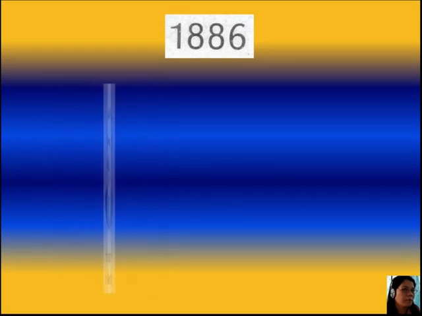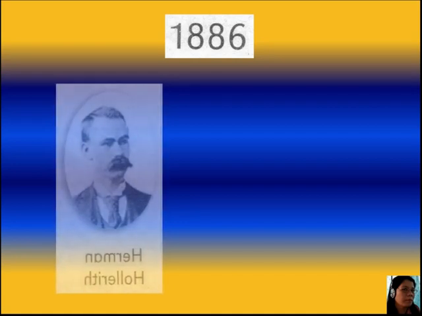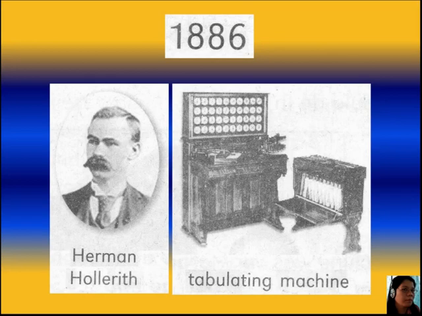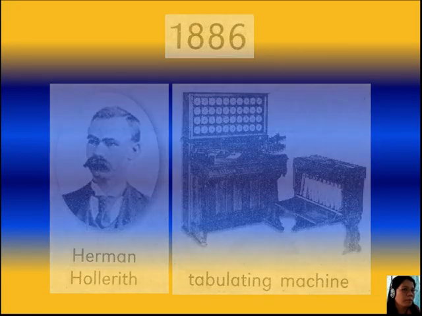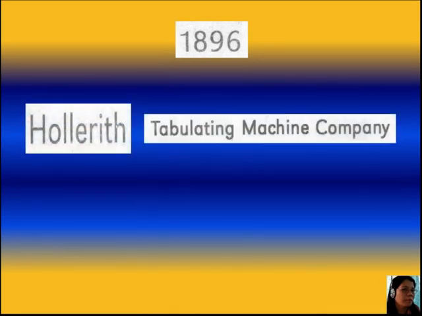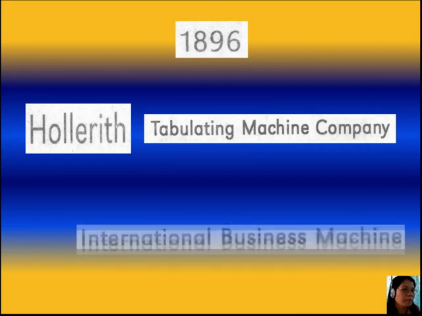In 1886, American inventor Herman Hollerith created a machine that could be used to count the number of people who live in the United States. Hollerith's tabulating machine ran on electricity and could sort and store data. For more than 50 years, computer data were stored this way. In 1896, Hollerith founded the Tabulating Machine Company, which later became the International Business Machines, or IBM.